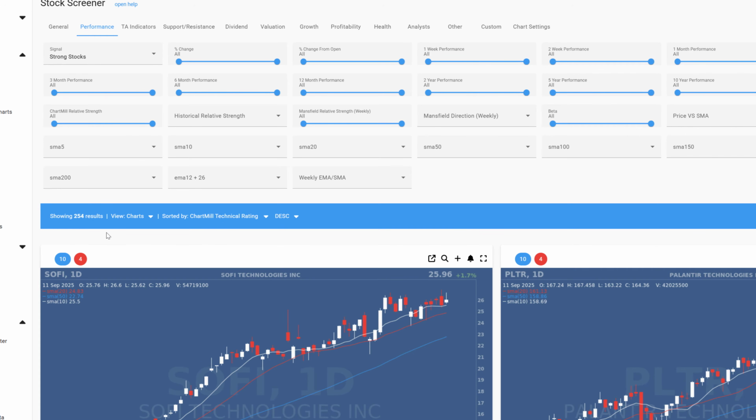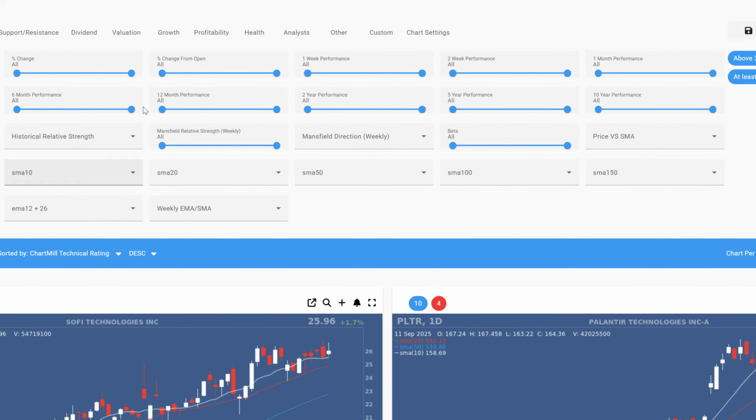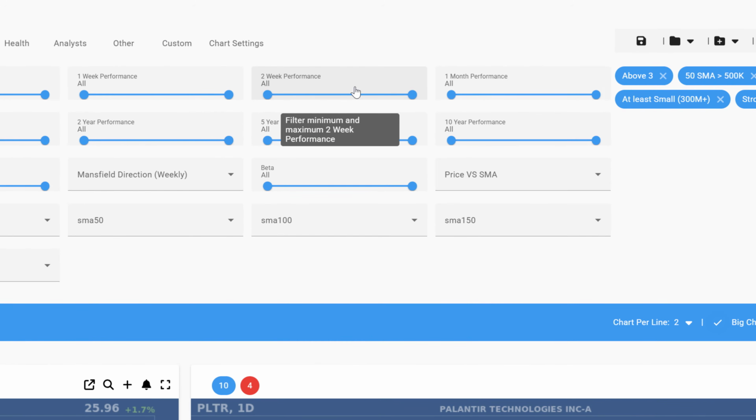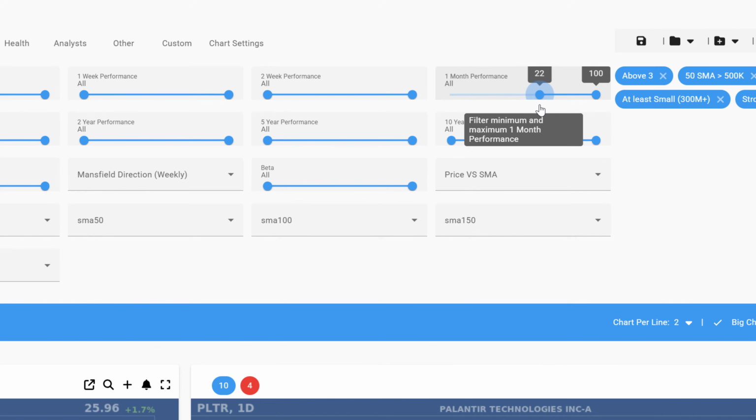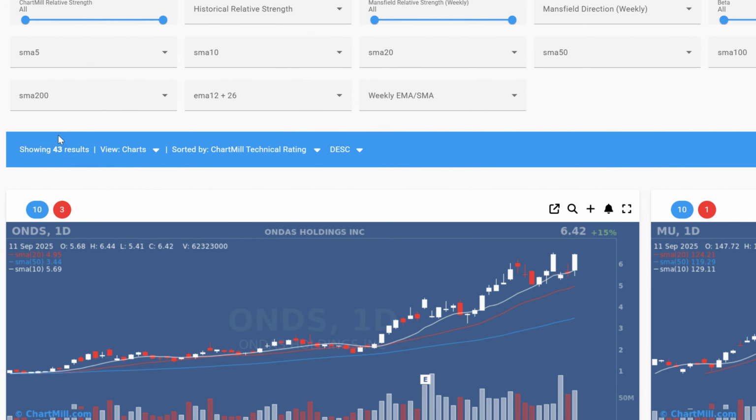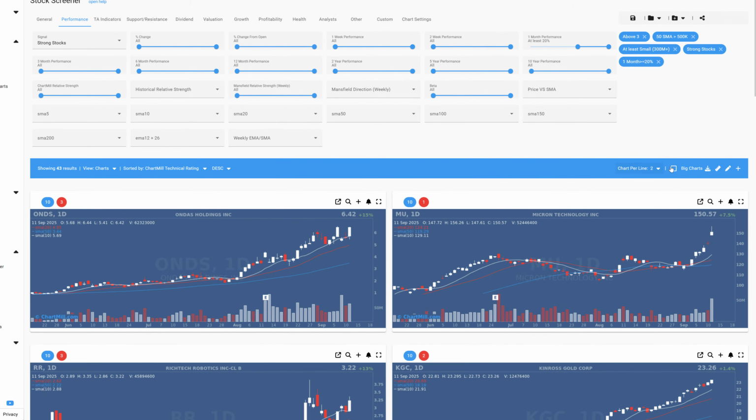But let's take it a step further. If you want to emphasize stocks that have recently surged, use the weekly and monthly performance tabs. For example, I'll set a rule that stocks must be up at least 20% in the past month. Notice how the list immediately narrows down to only the strongest movers.